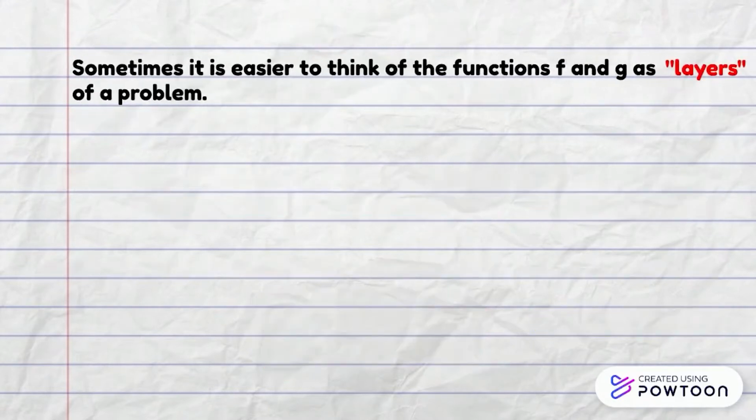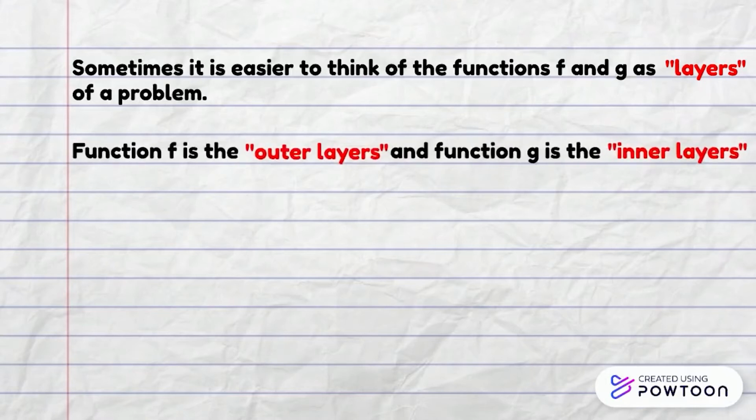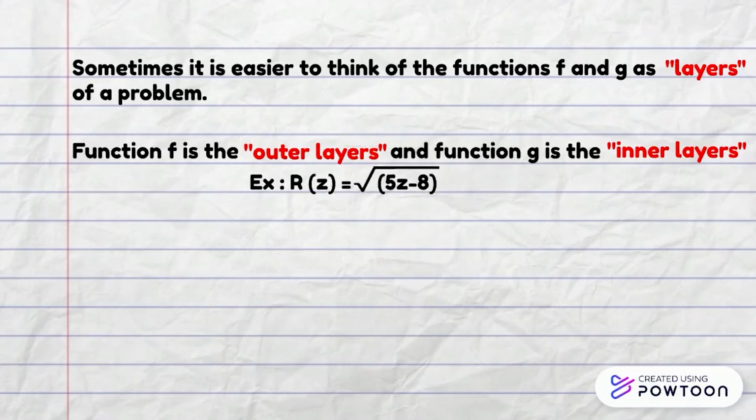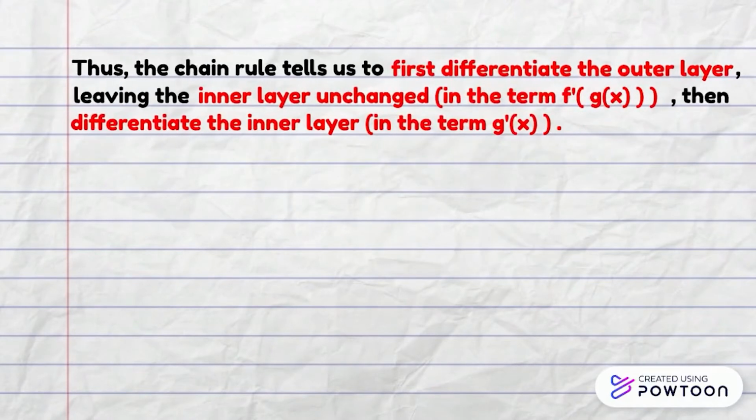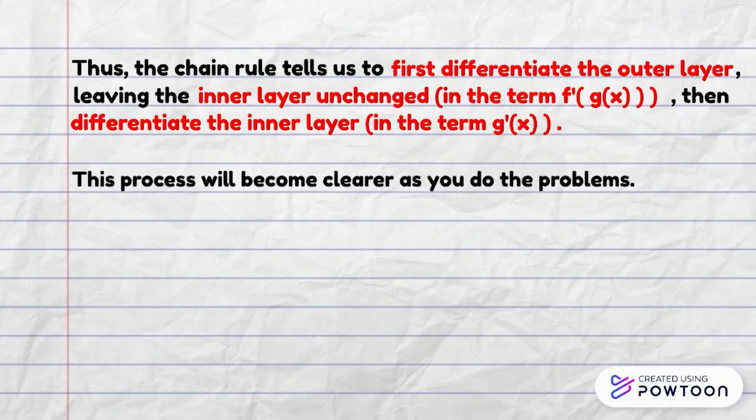Sometimes it is easier to think of the functions f and g as layers of a problem. Function f is the outer layer and function g is the inner layer. For example, r(z) equal to square root of 5z minus 8. 5z minus 8 is the inside function while the square root is the outside function. Thus, the chain rule tells us to first differentiate the outer layer, leaving the inner layer unchanged, in the term f prime g(x), then differentiate the inner layer in the term g prime x. This process will become clearer as you do the problems.